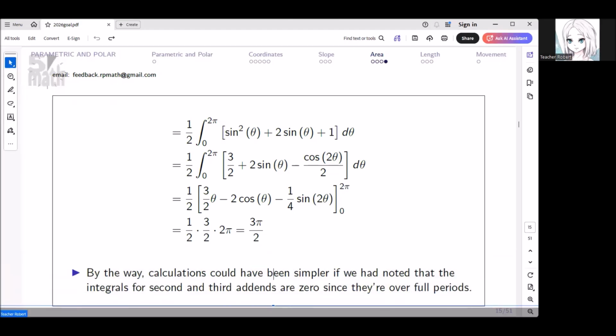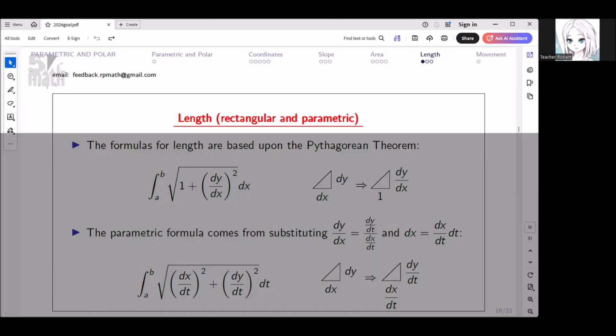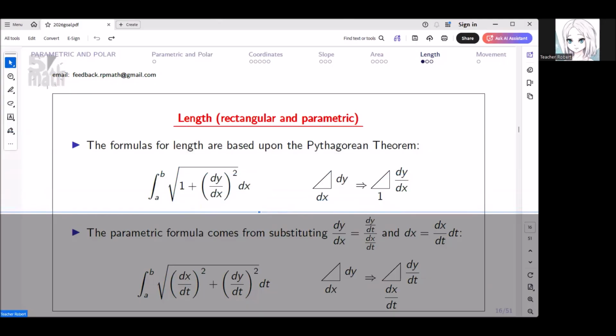By the way, calculations could have been simpler if we had noted that the integrals for the second and third addends are 0 since they're over full periods. Length, rectangular and parametric. The formulas for length are based upon the Pythagorean theorem.